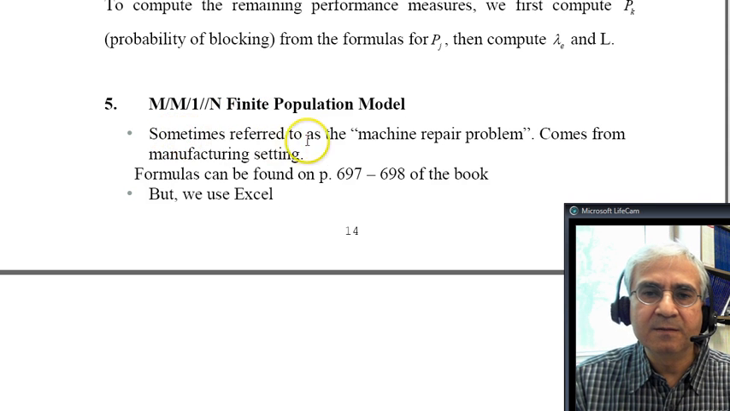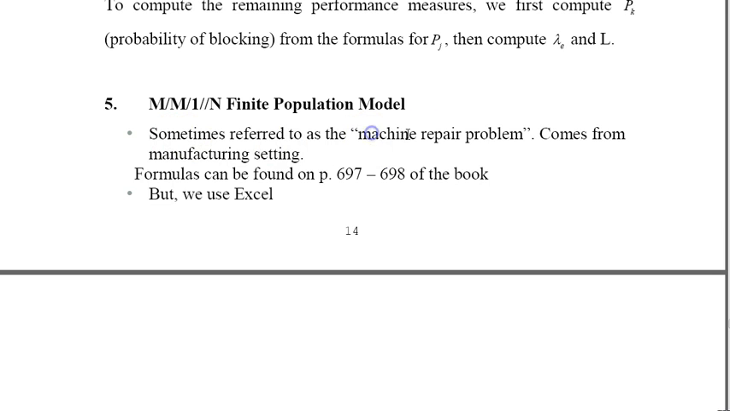Sometimes this model is referred to as the machine repair problem because in this model there is a finite, small number of machines and there is one repair person. When they fail, they go and wait for service, they get repaired, and they come back for service. This notation comes from manufacturing settings.